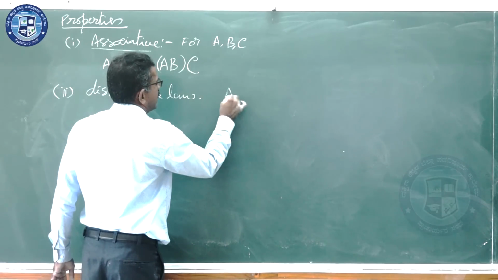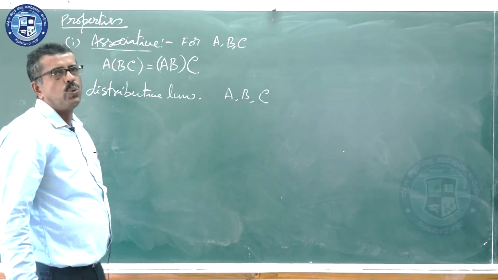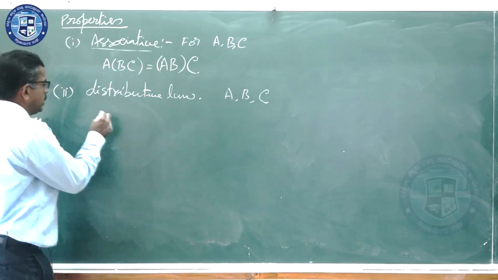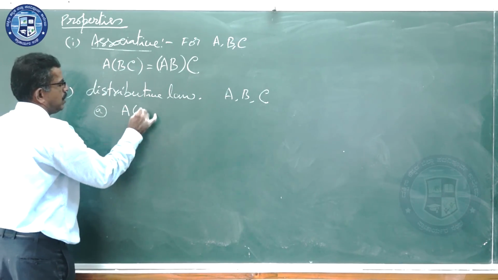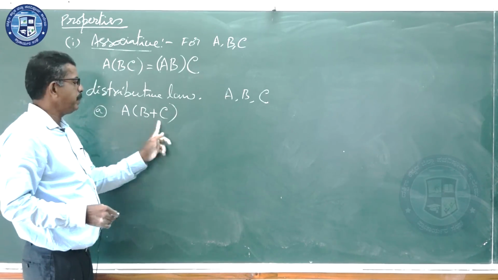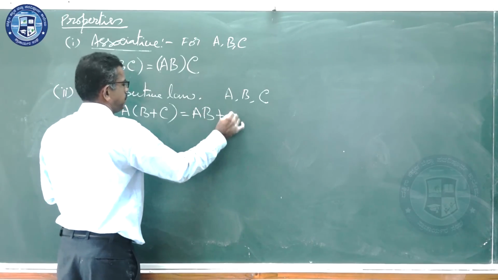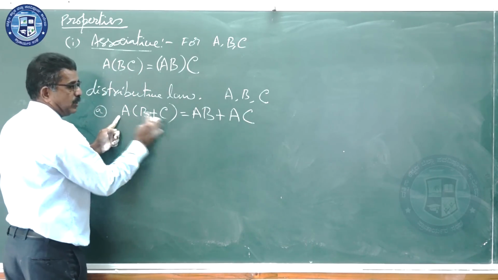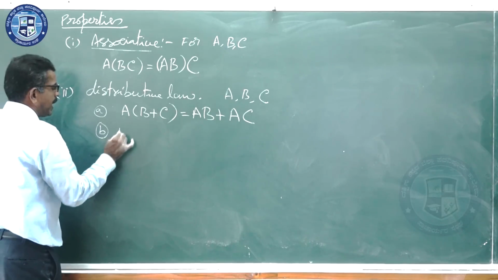Suppose we have three matrices A, B, C, which are eligible for addition and multiplication accordingly. Then we have A into B plus C. A into B plus C can be expressed as A into B plus A into C.